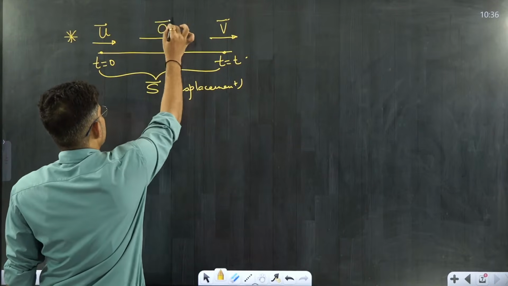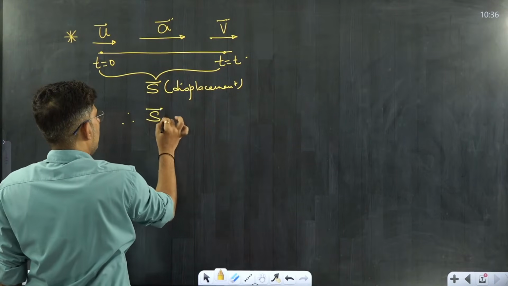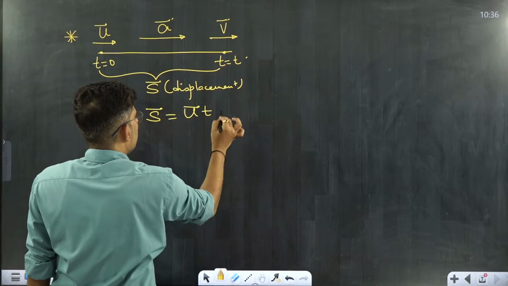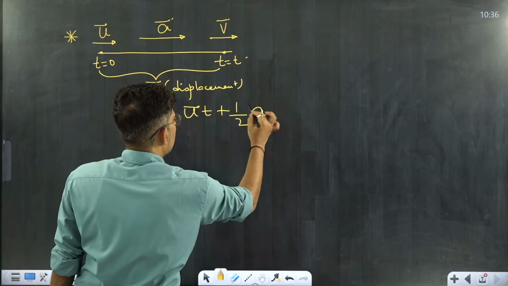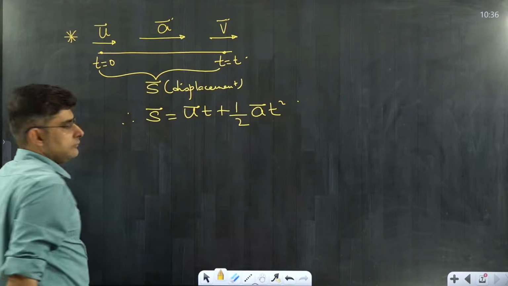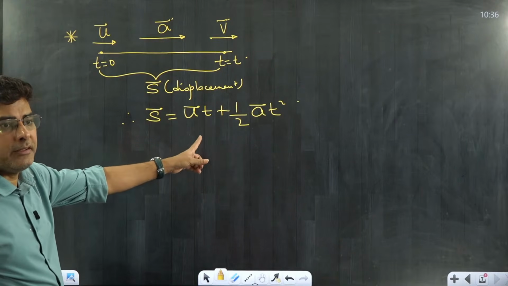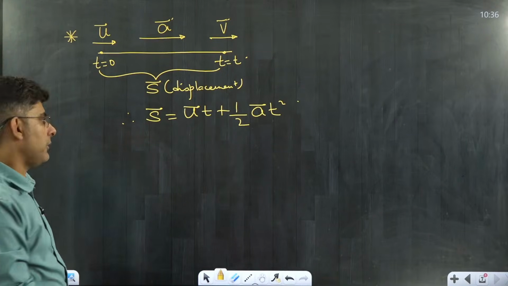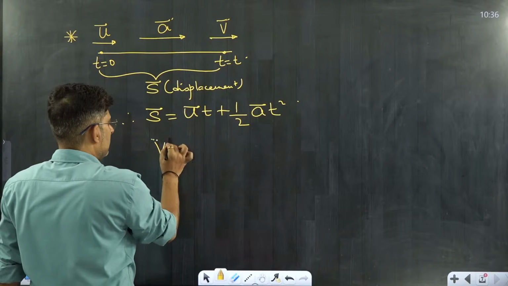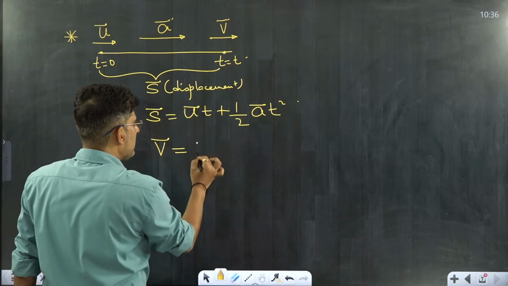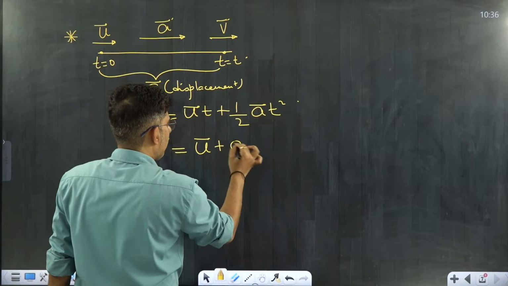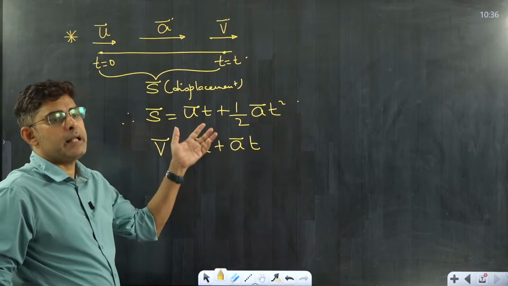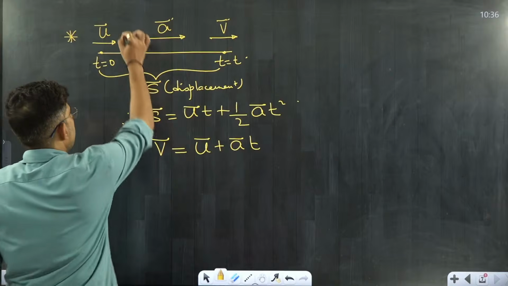This is something which you all would be knowing. S is equal to ut plus half at square. Displacement S is equal to ut plus half at square. Another, I said v minus u is at, so v is equal to u plus at. I am just using vector to show the direction. You can take any direction as positive.